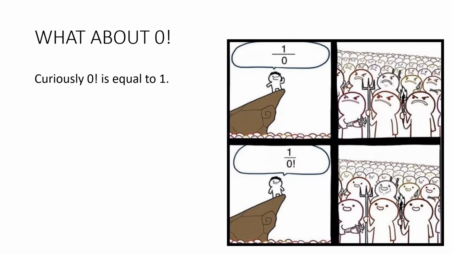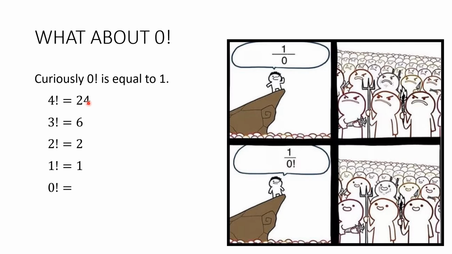I just want to finish by talking about 0 factorial because curiously 0 factorial is equal to 1. And it doesn't make a lot of sense, does it? If anything, you would think 0 factorial would be equal to 0. But one way you can figure it out is just to look at the pattern. Now 4 factorial is equal to 24, 3 factorial is equal to 6, 2 factorial is equal to 2, 1 factorial is equal to 1. So what's 0 factorial equal to?